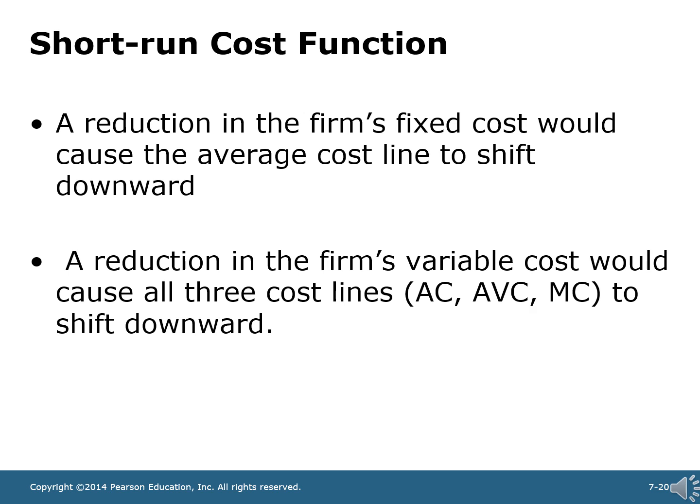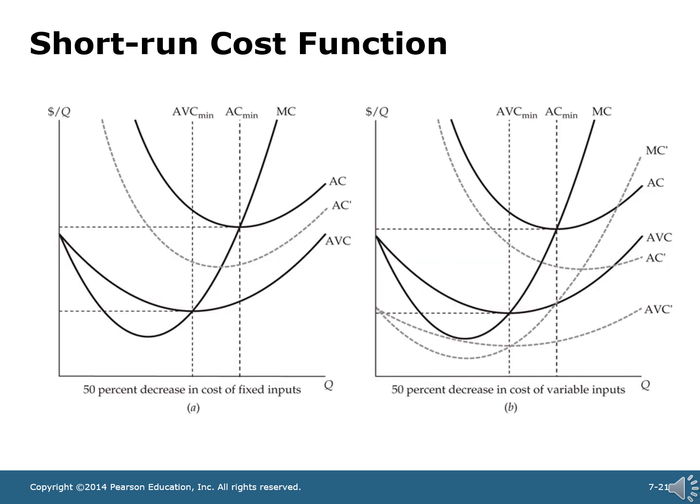In the short run, a firm can reduce its variable cost. Now, if a firm would reduce their variable cost, that's going to cause all three of their cost lines, their marginal cost, their average variable cost, and their average total cost, to all shift downwards simultaneously. We can see these on the two figures here. For the figure on the left, that's a 50% decrease in the cost of fixed inputs. Again, we don't show the fixed cost or the average fixed cost curve here, but we can see it brings down the average total cost. That's the only curve that's decreasing here. The average variable cost and the marginal costs are staying at the same point.